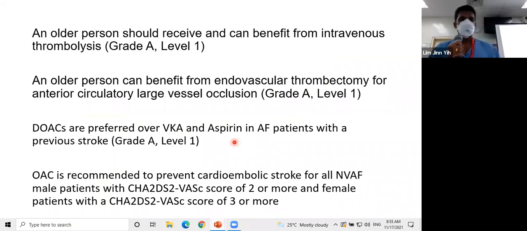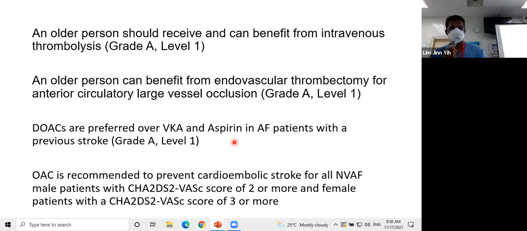Okay, so the other thing is for older persons, like I said, they should benefit from this intravenous thrombolysis. I think in our Sungai Buloh guidelines, up to 80 years of age for intravenous thrombolysis. So until 80 years, if let's say the patient is 70, we cannot straight say that they are not indicated for thrombolysis. So always see their comorbids, premorbids and all that and decide on that.